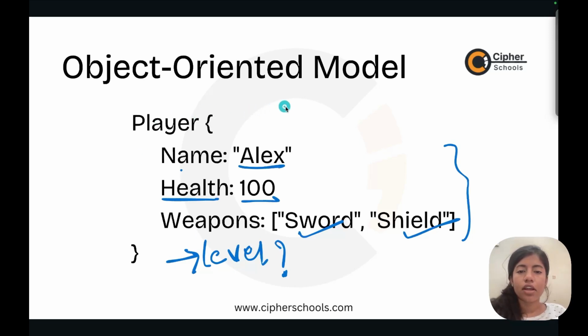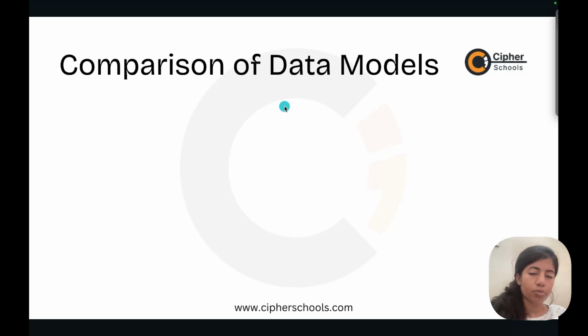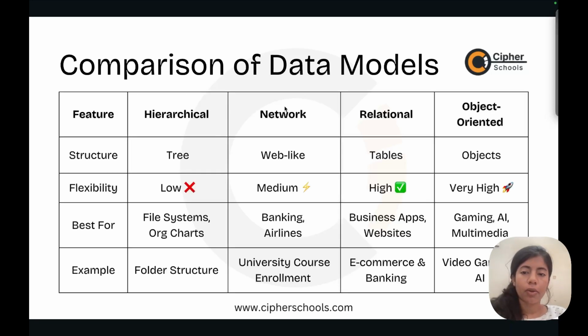And yeah, so let us move on and have a comparison of all the data models. What we discussed till now are four models, and let us understand the differences between them and when to use which one. To begin with, we'll discuss each property one by one for all four models. Let's begin with structure.